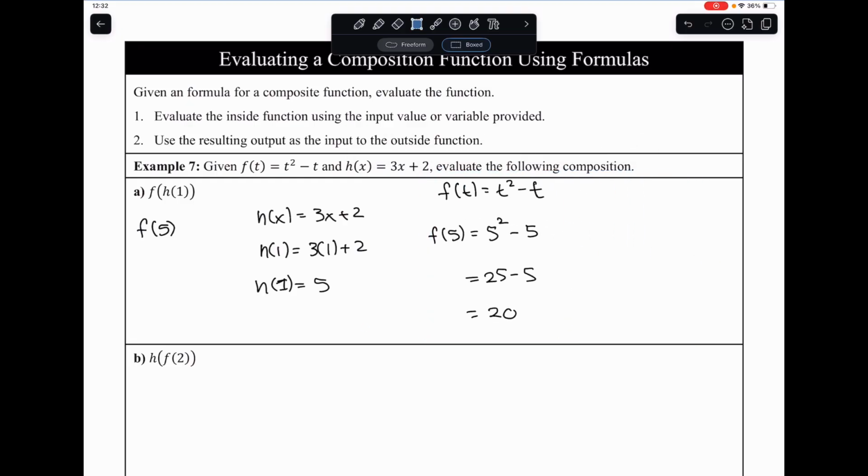So we start here at 1. We get this answer, and now using the other equation, we now plug in this answer into our second equation.